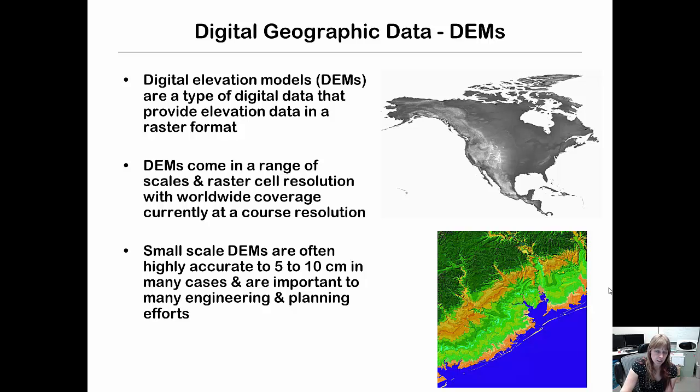So digital elevation models, or DEMs, are a type of digital data that show elevation in a raster format. So instead of having contour lines, they have continuous values of elevation. These all come in a range of sizes and scale resolutions, and the scale of your analysis defines what level of resolution you need. So if you are doing a global scale elevation analysis, you probably don't want a very small resolution because that would be way too much data. So you would probably use a resolution of 1 or 50 kilometers versus 10 meters for a smaller area. And small scale DEMs are becoming more popular, and they're typically accurate to about 5 to 10 centimeters.